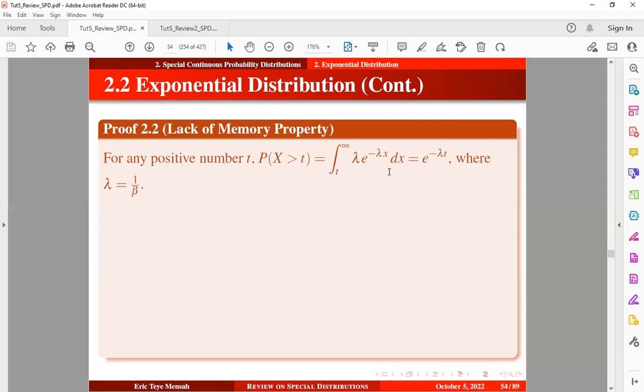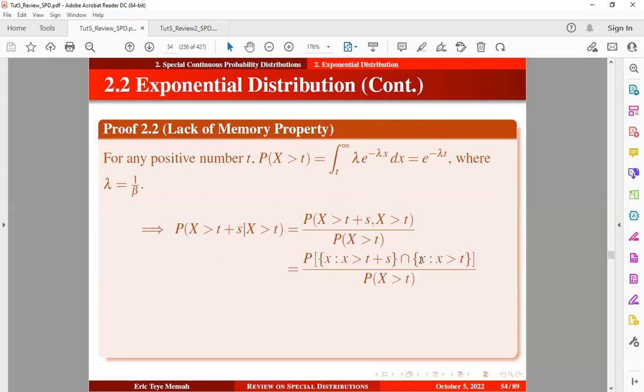So we obtain this. So we know that the probability that x is greater than t plus x, given that x is greater than t, can be expressed in this form based on our knowledge of conditional probability. So we want to find the intersection here, and we know that this side is embedded in this, so we obtain this to be the intersection.